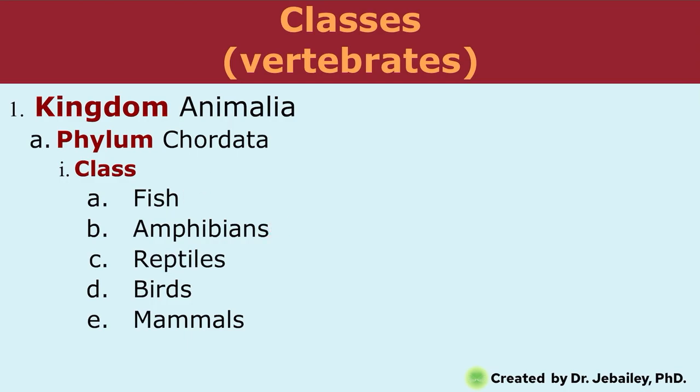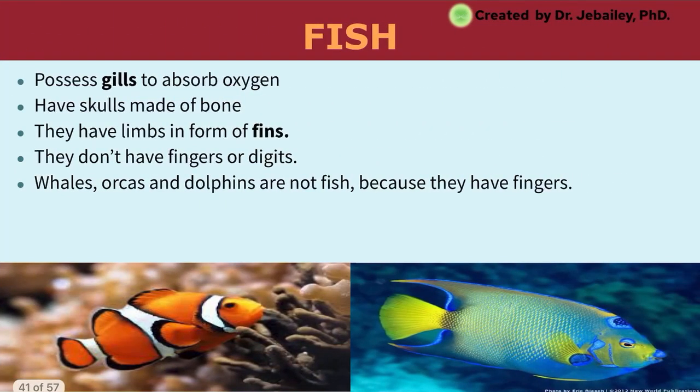Fish, amphibians, reptiles, birds, and mammals. Now, if you don't know these, then you probably are an alien, because these are the most common things that you find in the zoo. So, first the fish, you can see that they possess gills. That's one of the things that comes up in IB. They also have fins. These are the most common things that I see fall in the IB exams: they have gills and fins.